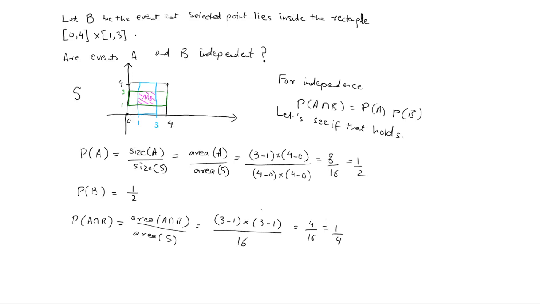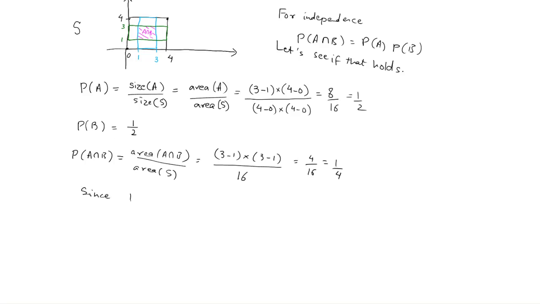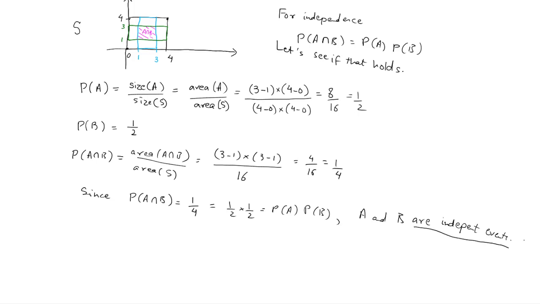Now you guys tell me, are they independent? Yes, sir, independent. Since probability of A intersection B equals 1 over 4, which is equal to half into half, which is equal to probability of A into probability of B, A and B are independent events. So they are stochastically independent. That's what you say. They might not be intuitively obvious that they're independent, but stochastically, as long as they follow this condition, they are stochastically independent.